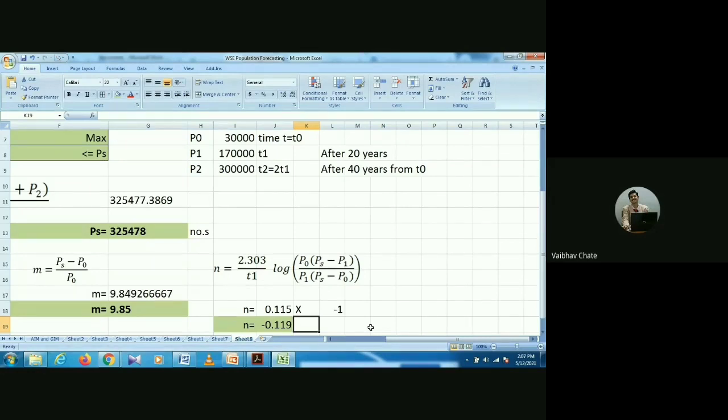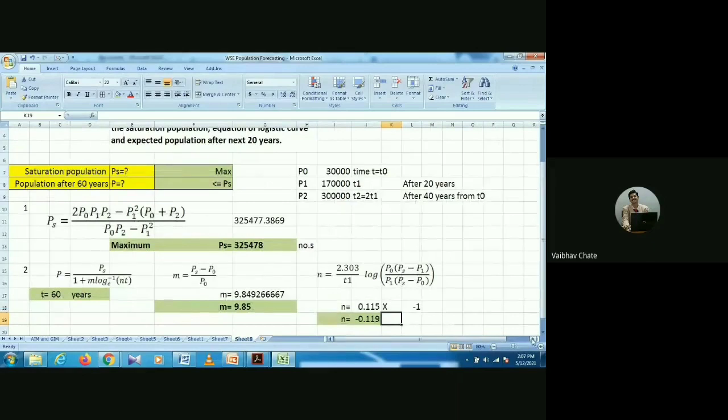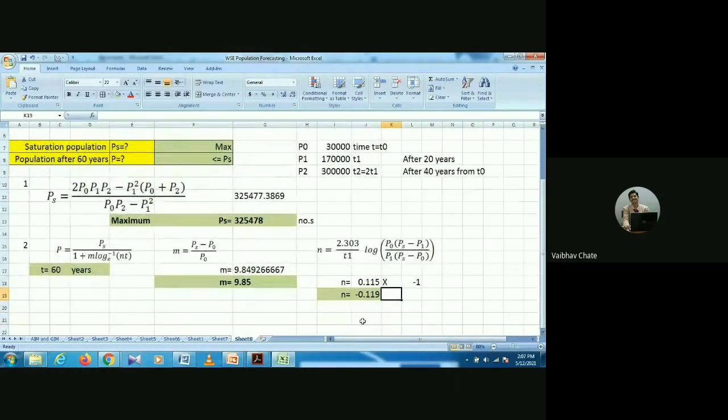Okay. Anybody else has calculated the value for n? Sir, it is correct. Okay, it is correct, and no issues. Fine. Now, the whole equation that I need to write should be in terms of what? It should be in terms of only t. So in that case, I'll just copy this value.